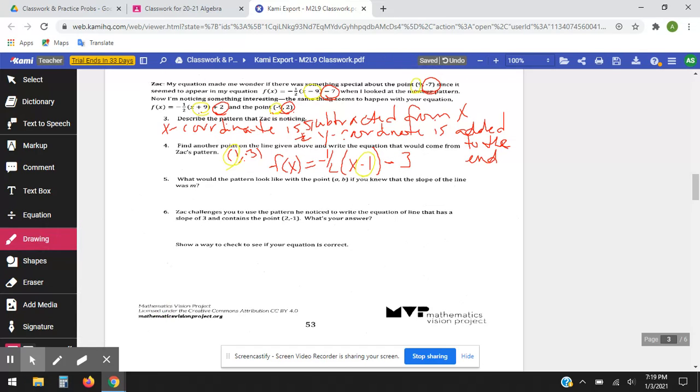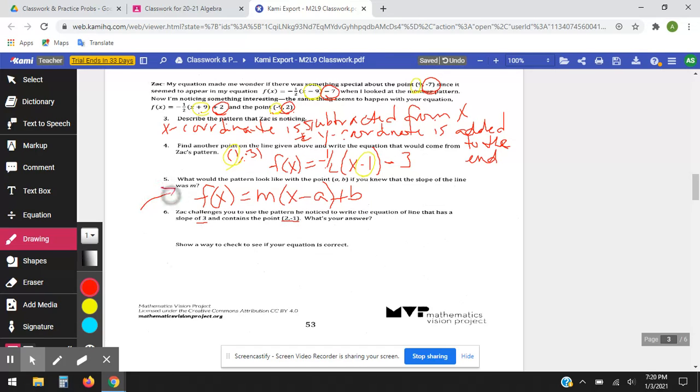So what would the pattern look like with the point A comma B if you knew that the slope of the line was m? Okay, let's come up with the formula for this now. That's what they're asking. What is our generic formula for this equation? So f of x equals, we have our slope in the front because the slope was negative half. Then we're going to have x minus a, our x coordinate, and then we're going to add our y coordinate on the back. Zach challenges you to use the pattern he noticed to write the equation of the line that has a slope of 3, and that contains the point 2, negative 1.